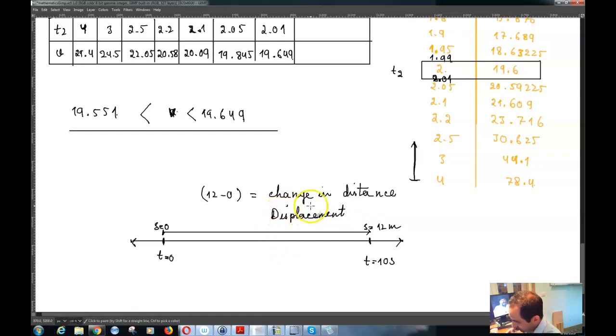And of course, displacement is basically change in distance. So velocity, you can call it the rate of change of displacement.